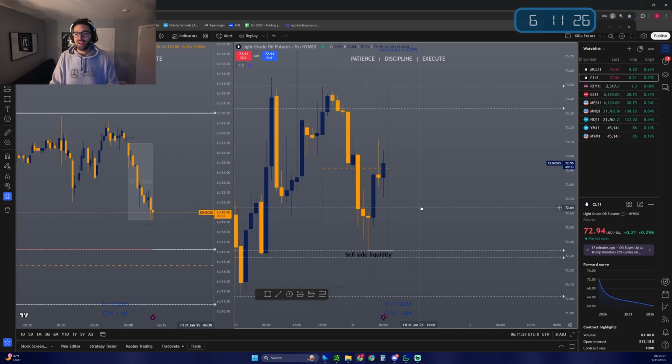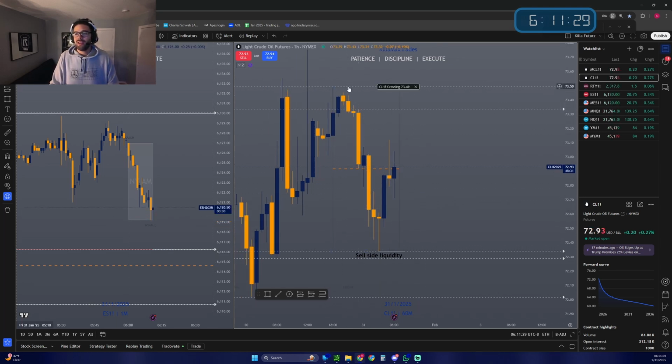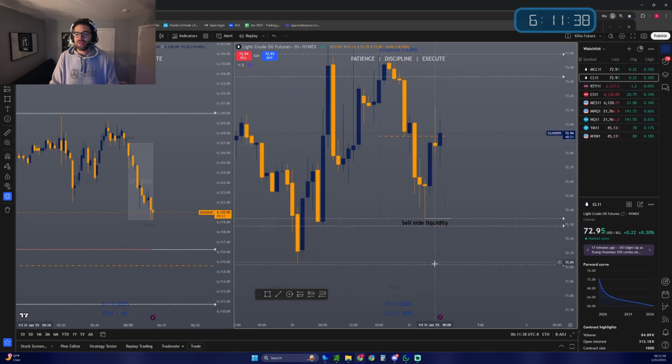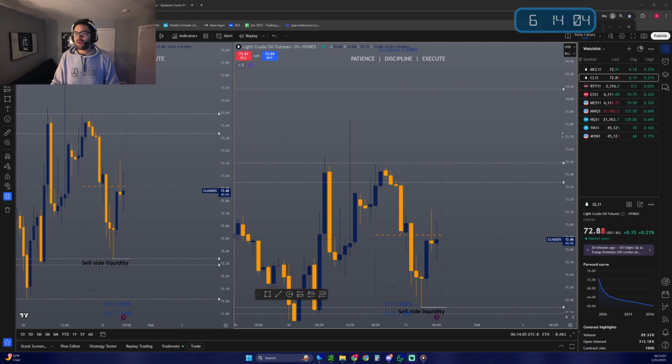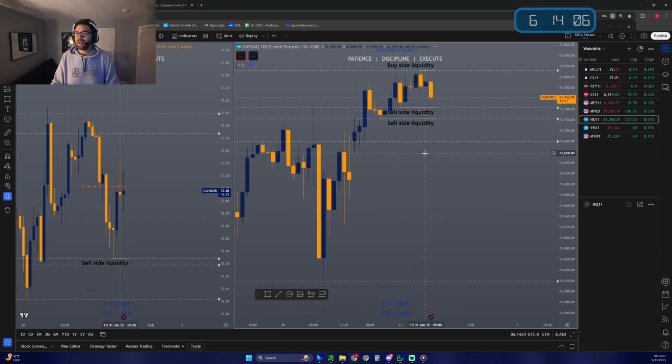And these are the key levels I'll be playing here today on CL. 73.50 on the high side, 72.33 on the low side. We also have a couple more areas of interest down here, and one more up here, potentially this one here. Now we're going to go ahead and look at NQ.